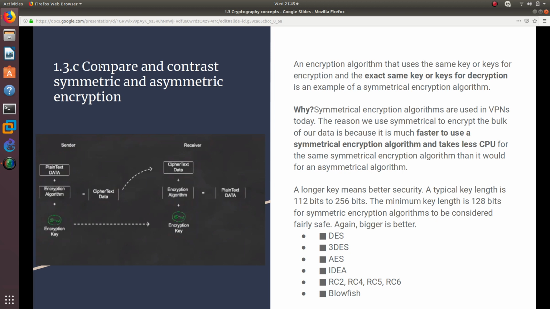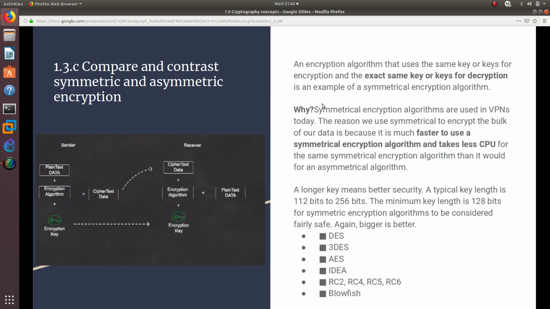And let's move on, and we are going now to compare and contrast symmetric and asymmetric encryption, right? So an encryption algorithm that uses the same key or keys for encryption and the exact same key or keys for decryption is an example of a symmetrical encryption algorithm. So whenever you use the key to lock data and then the same key to decrypt that data, it is a symmetrical encryption algorithm. Okay.